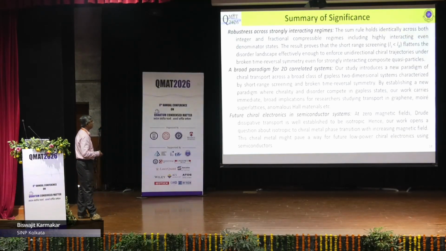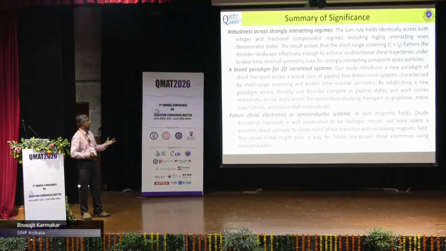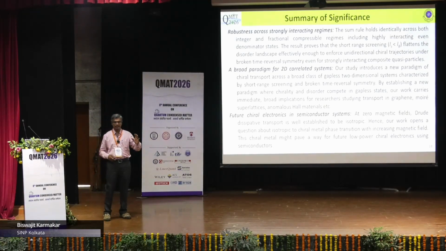So now we have introduced a broad paradigm of 2D correlated systems, with broken time reversal symmetry and short range screening. We can have a new paradigm of transport with a sum rule of conductance and this chiral transport. This can be applied to graphene, moiré superlattices, and anomalous Hall material systems. It's a new paradigm one has to explore in those kinds of systems.